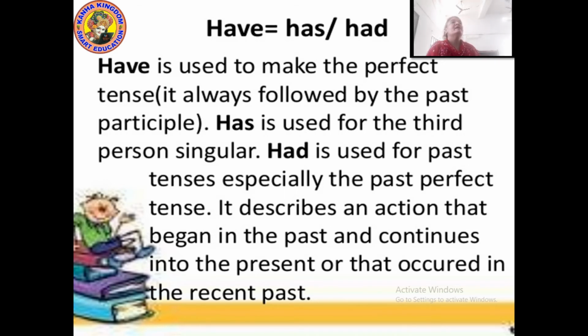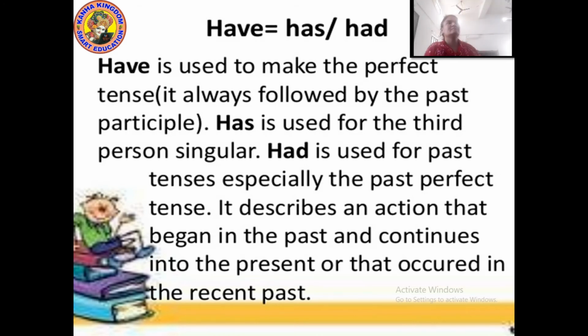Okay? Has is used for the third person singular. Has is used for the singular form of the subject. Okay? He has, she has. Only with the singular form we will use has. Had is also used, but when the sentence is in past tense. When the sentence is in past tense, past perfect tense, at that time you will use had.